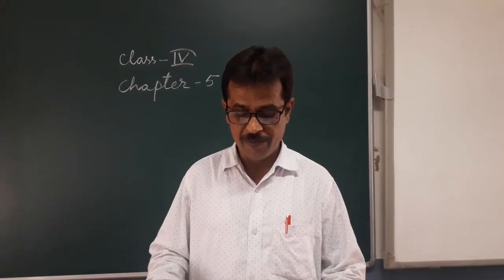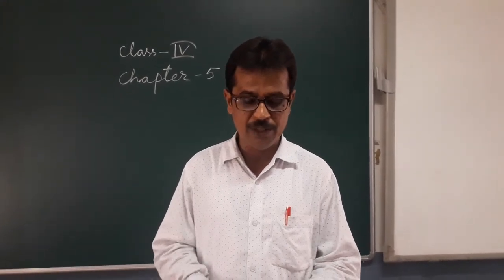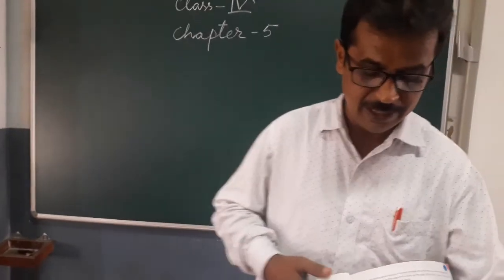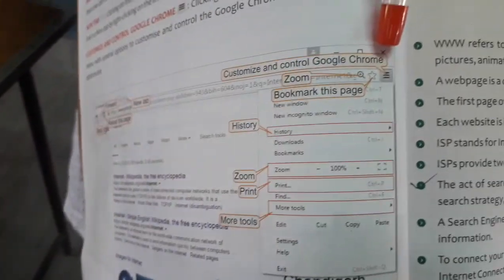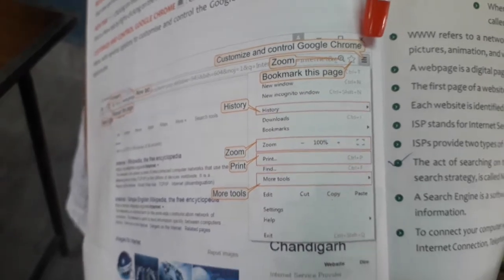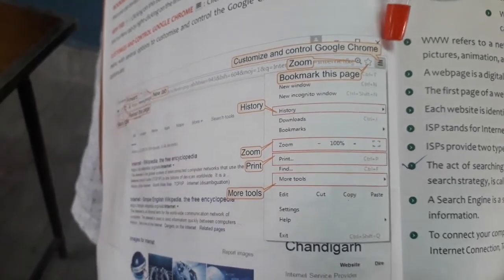Here I am going to show you. If you see this button, it is available at the top right corner. Three horizontal lines button. This button is called the customize and control Google Chrome button.